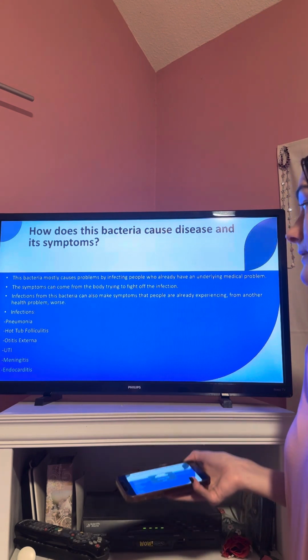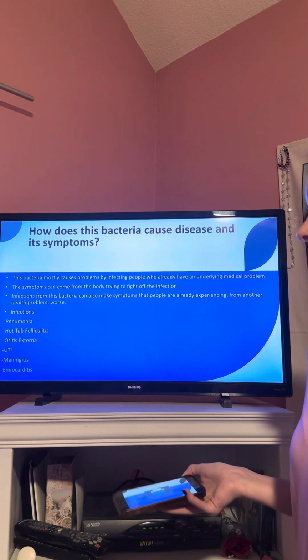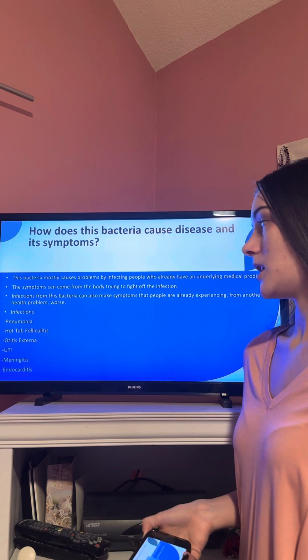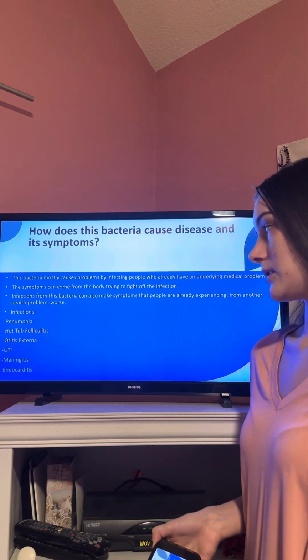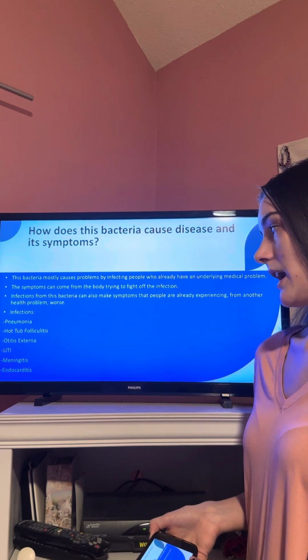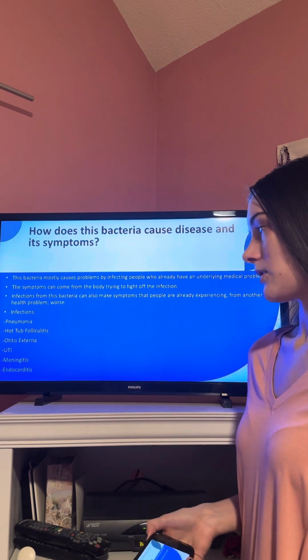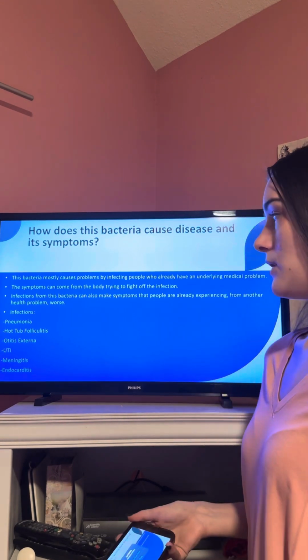And then the different types of infections that this bacteria can cause are hot tub folliculitis, otitis externa, UTI, meningitis, and endocarditis. I'm going to be talking about a few of these.